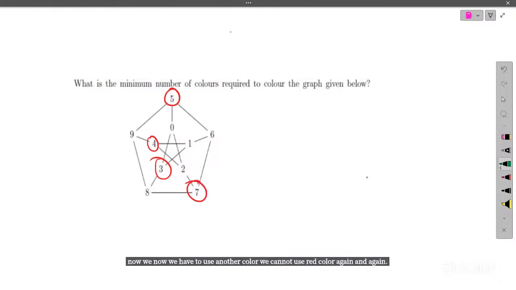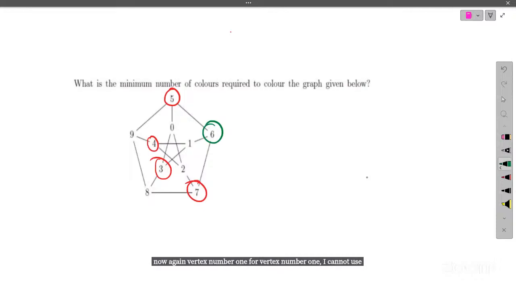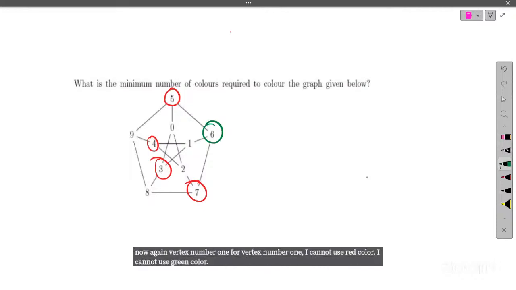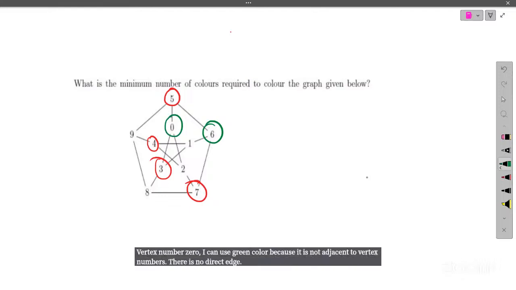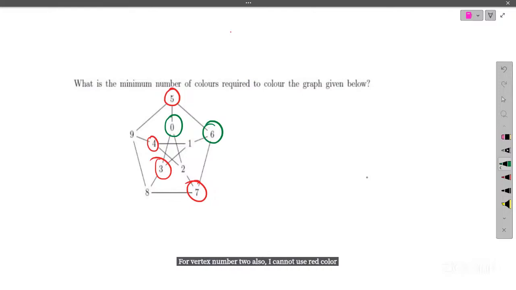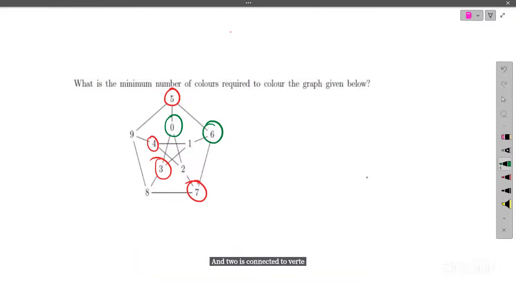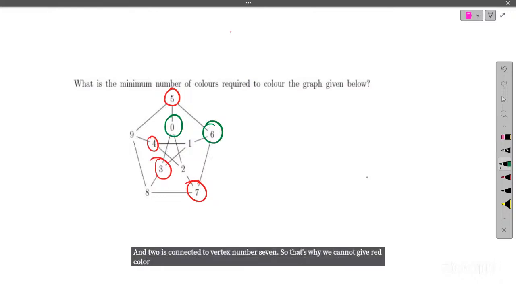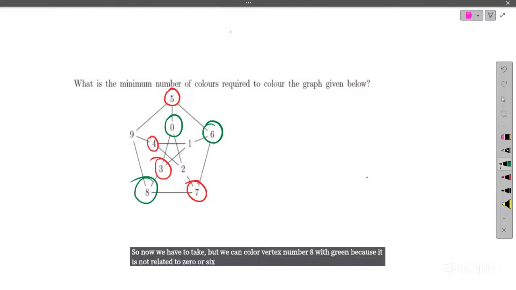So now let's take green color. Suppose I color vertex number 6 with green color. Now for vertex number 1, I cannot use red color, I cannot use green color. For vertex number 0, I can use green color because it is not adjacent to vertex number 6. There is no direct edge. For vertex number 2 also, I cannot use red color and cannot use green color, because 2 is connected to 0, which we have given green color, and 2 is connected to vertex number 7, so we cannot give red color to vertex number 2. But we can color vertex number 8 with green color because it is not related to 0 or 6. Correct. So green color we can use here.